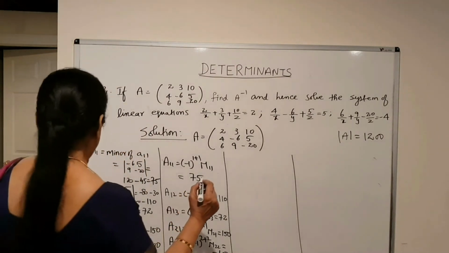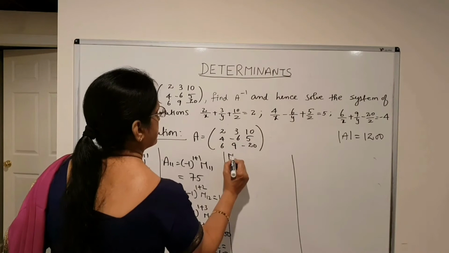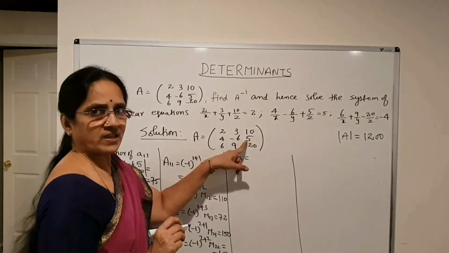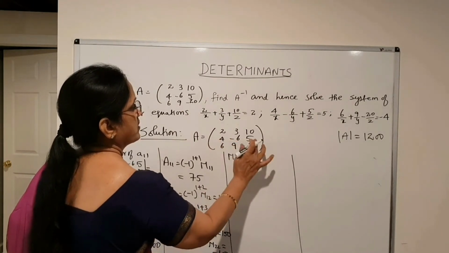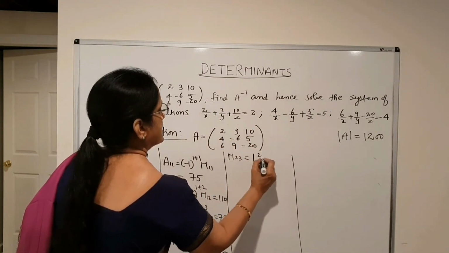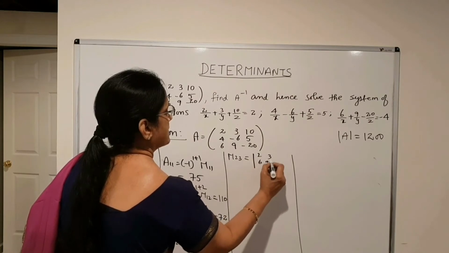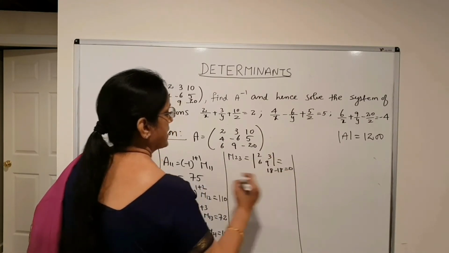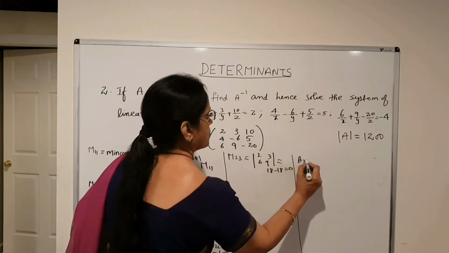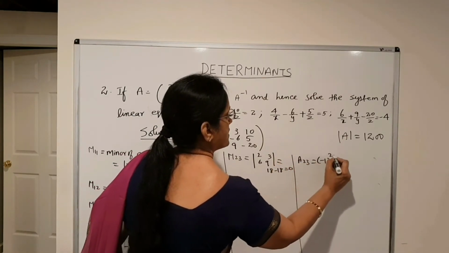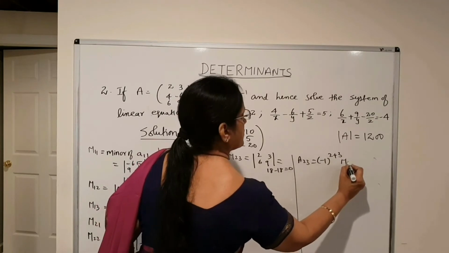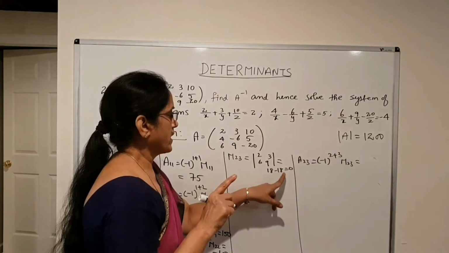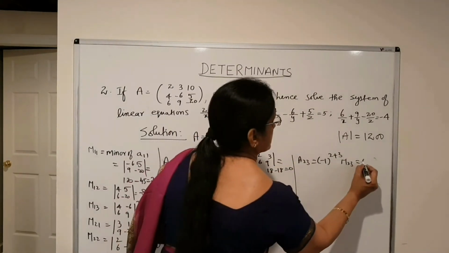Coming to M23, the minor of the element A23. A23 here is 5. So, leaving the second row and third column, left with 2, 3, 6, 9, which is 18 minus 18, 0. The corresponding cofactor A23 is minus 1 to the power 2 plus 3 into M23. This will be minus 1. Here you are having 0. Anyway, it is going to be 0.